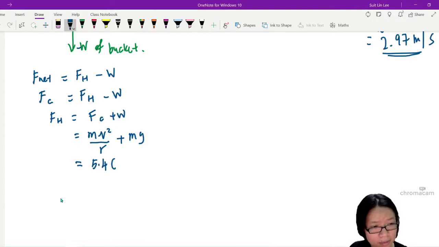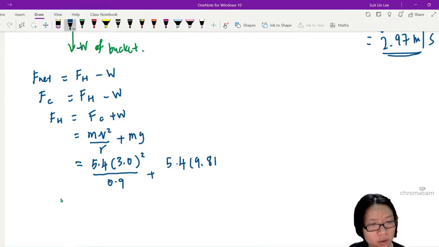5.4 times the speed that we take. I'm going to take 3 SF, 3.0 squared. The radius is half the diameter, so that's 0.9, plus mass is 5.4 and g is 9.81. We can now press our Casio calculator. 5.4 times 3.0 squared divided by 0.9. A strange twist of fate, this is 54.